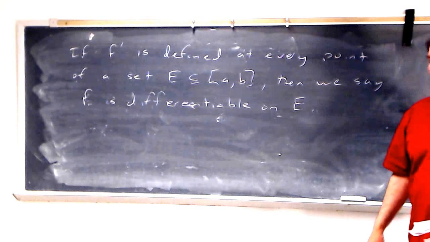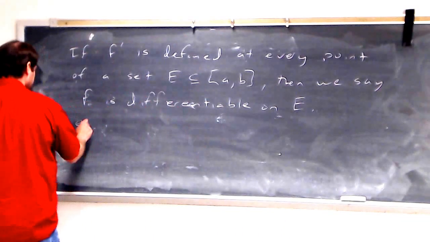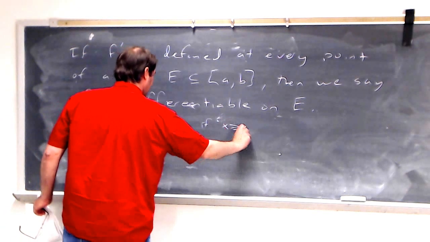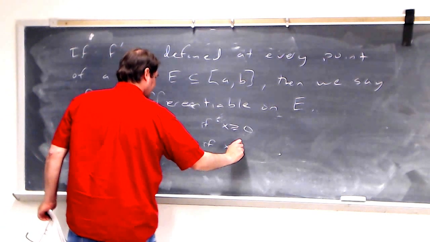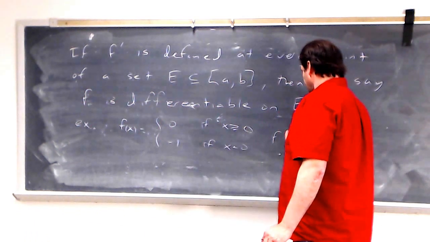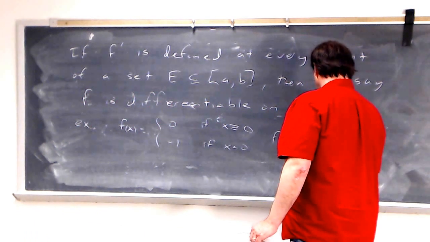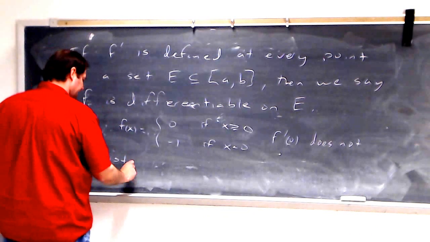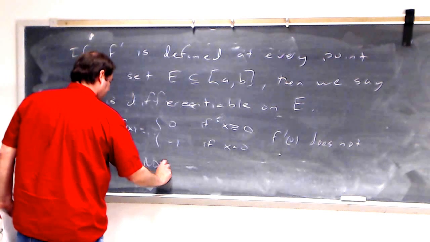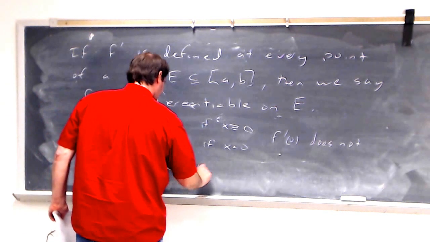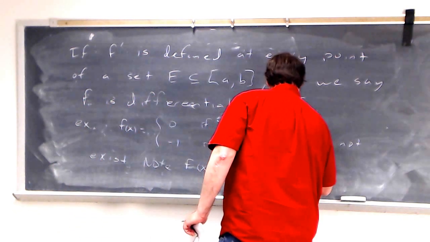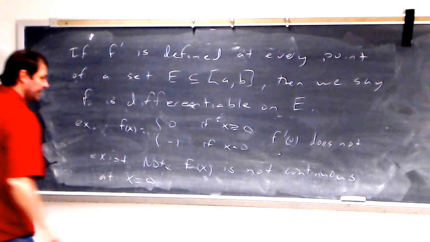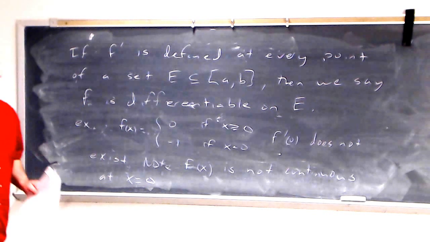In that example, f of x was equal to 0 if x is bigger than or equal to 0, or minus 1 if x was less than 0. One thing that I wanted to point out was, again, that f prime of 0 does not exist. And I wanted to say, note that f of x is not continuous at x equal to 0. Okay? That's one thing.